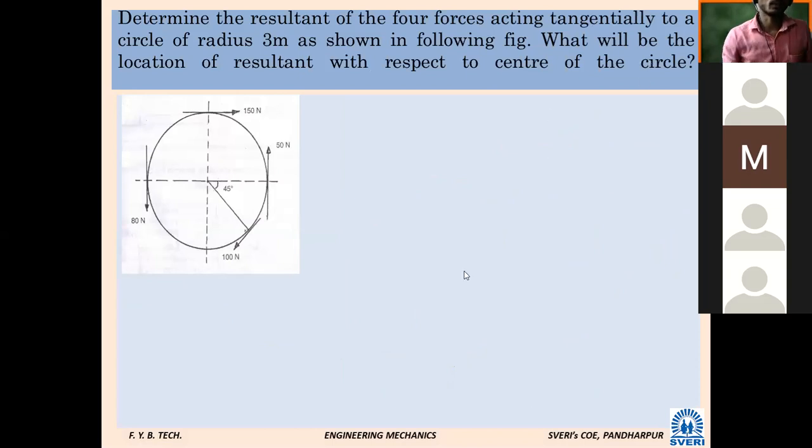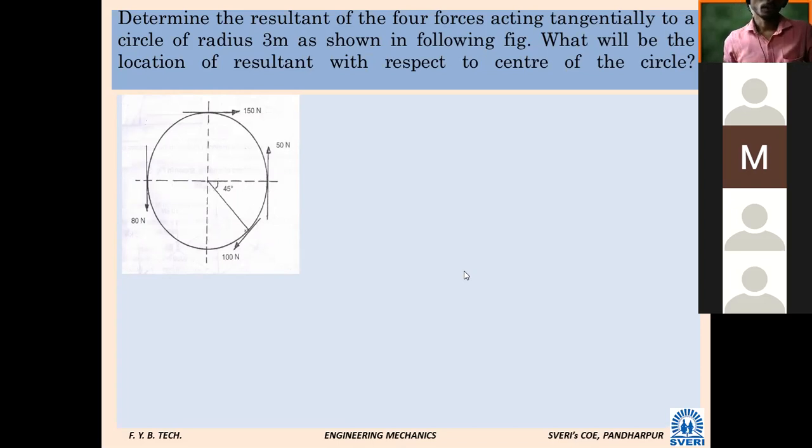See this, very simple again. Just check a special case problem again. Somebody read, roll number 40. Will you read the problem? Determine the resultant of the four forces acting tangentially to a circle of radius 3 meters as shown in the following figure. What will be the location of the resultant with respect to the center of the circle?